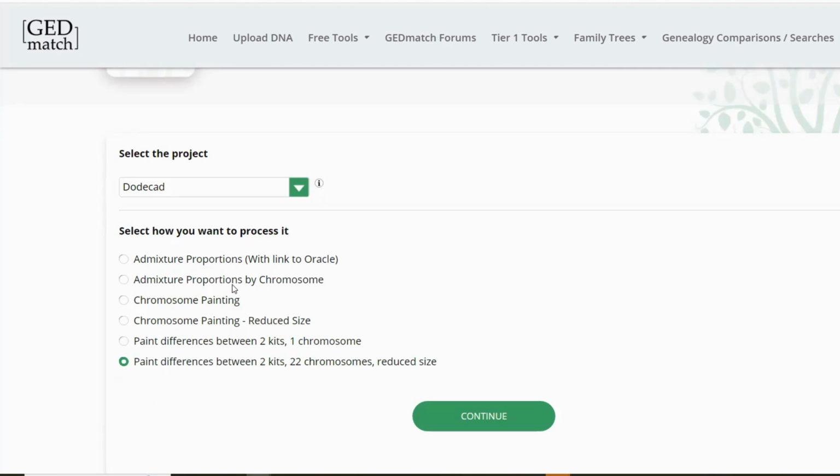Okay. So you can do just yours, which is what she said, or you could do yours against someone else's. And so we did do this as a session once before, but the way she presents this is different. So once I chose Dodecad, I choose the last option. I hit continue.